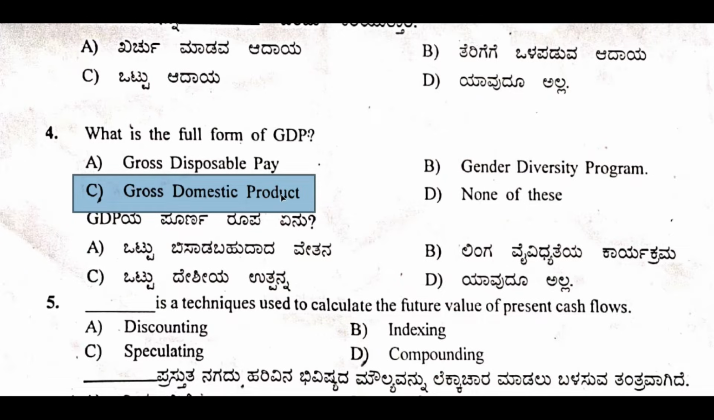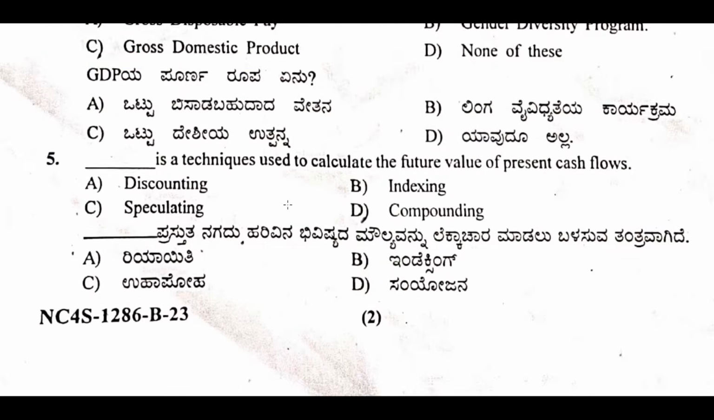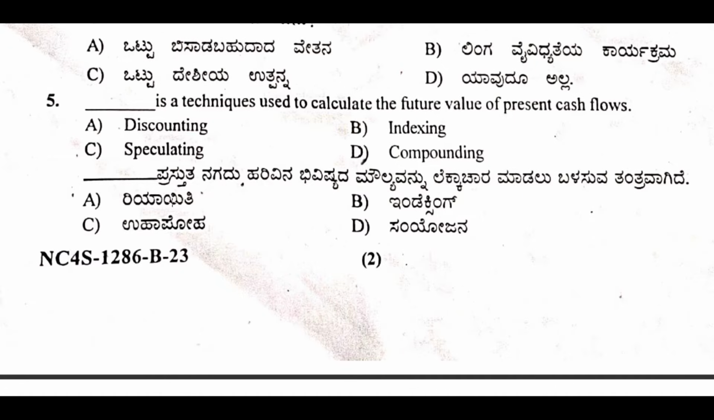Coming to the fifth question. Dash is a technique used to calculate the future value of present cash flow. Options are A, discontinuing, option B, indexing, option C, speculating. Is it option D, compounding?